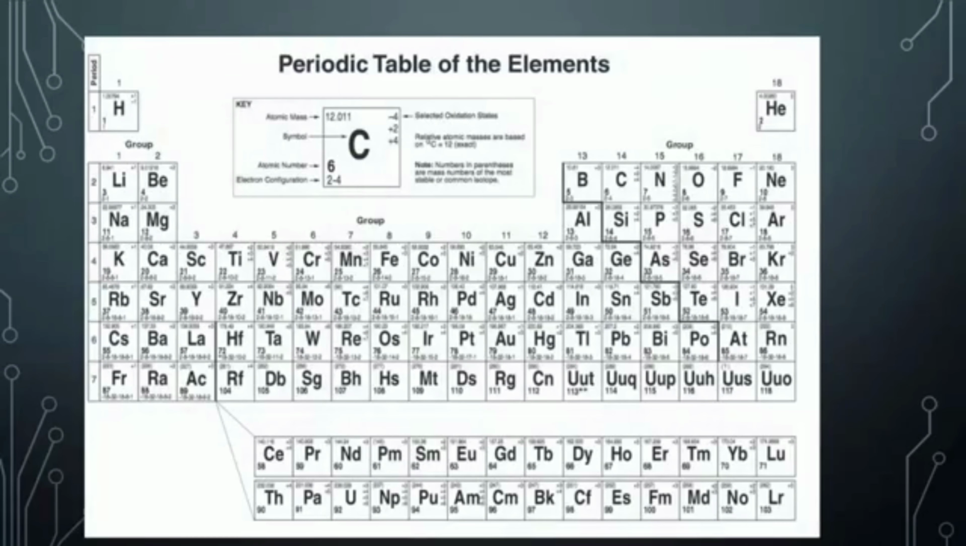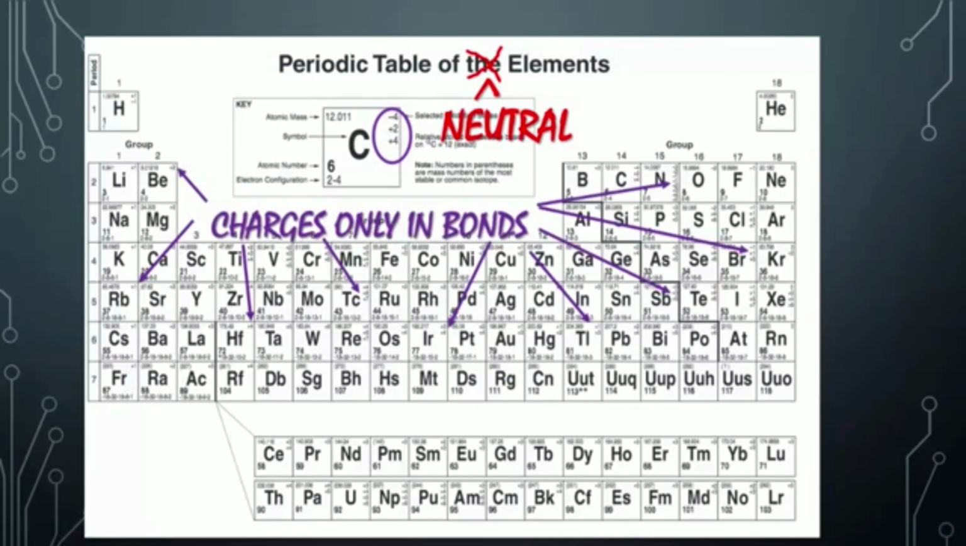So when we look at the periodic table, we know that it is the periodic table of neutral elements, so when we talk about an atom, it has no charge. The charges that we talk about when atoms obtain their oxidation number are only when they are in bonds. Those could be ionic bonds or molecular bonds or covalent bonds.